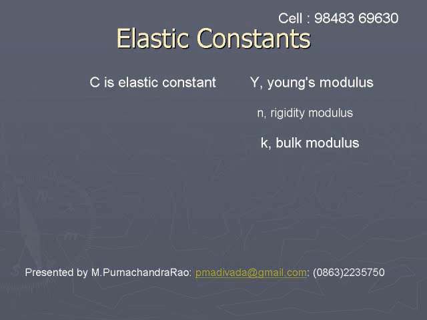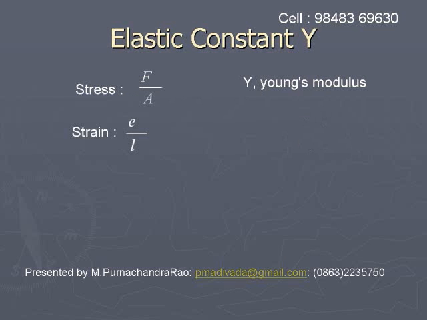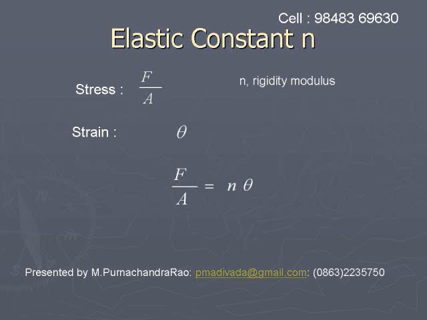The constant C is given different symbols and names depending on the nature of stress and strain, or the nature of deformation. It is given the symbols Y, N, K. Y is for longitudinal stress and strain. The relation between longitudinal stress and longitudinal strain is that F by A is proportional to e by L, and the constant is given as Y. Hence, in the case of longitudinal deformation, F by A is equal to Y into e by L. In the case of shearing stress and strain, F by A is equal to N theta.